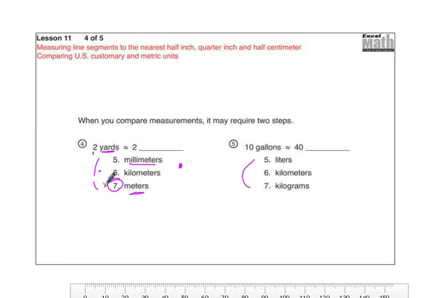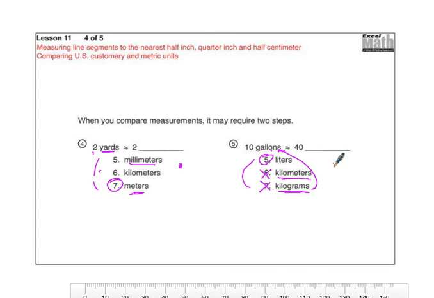Number 5, 10 gallons is equal to about 40 what? Well, kilometers is distance. That has nothing to do with gallons. And kilograms is weight. That also has nothing to do with volume or gallons. And so it can't be either one of those. 40 liters is about 10 gallons.